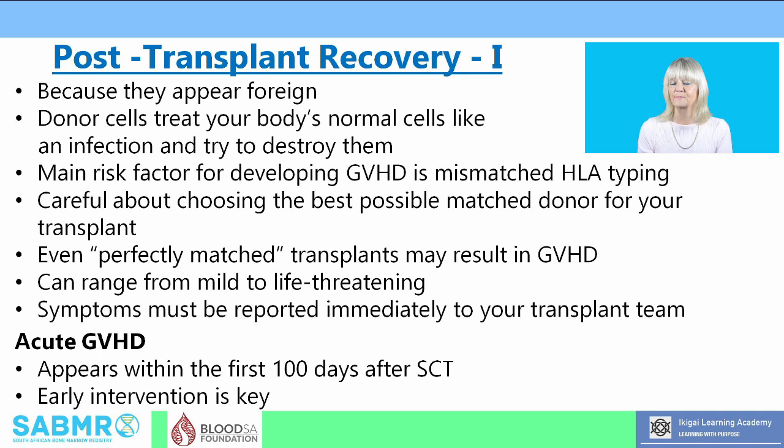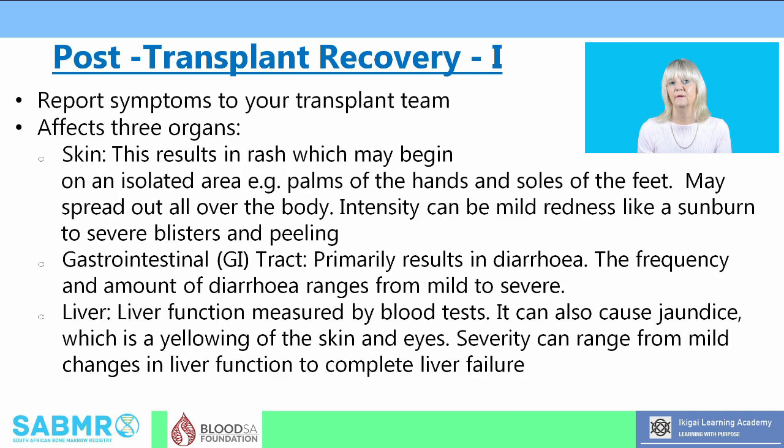So the 2 types are acute graft versus host disease, which appears within the first 100 days after your stem cell transplant. Early intervention is key in managing acute onset. Please be sure to report all symptoms to your transplant team as soon as possible. Acute graft versus host disease primarily affects 3 organs.